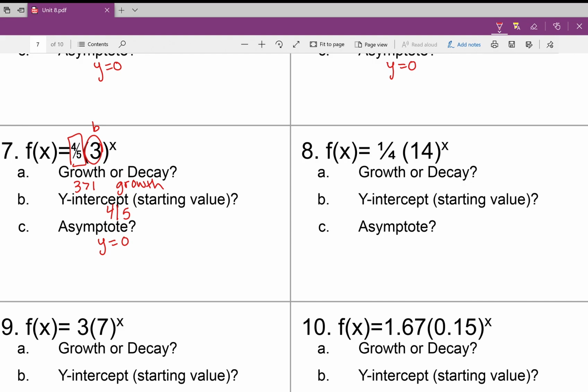Okay, go ahead and work on number 8. Okay, what you should have got is that for growth or decay, this 14 inside the parentheses is your b value. 14 is bigger than 1, so this is a growth. And then our y-intercept is outside of the parentheses, so it's 1/4. And our asymptote is y equals 0.